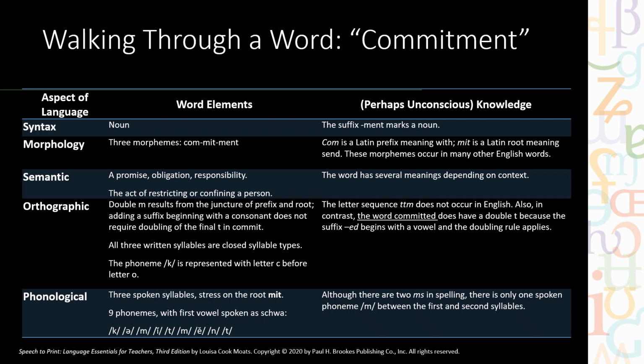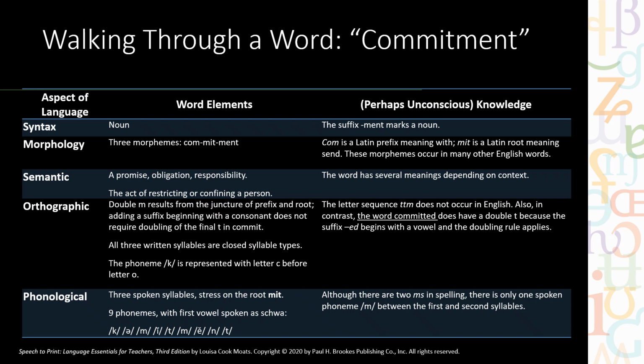So the aspects of language that we want to think about when we're trying to figure out how this word is spelled and why it's spelled the way it is, we want to think about its syntax, or part of speech basically, its morphology, how many morphemes and what do those mean, its semantics, the overall meaning of the word or multiple meanings, the orthography, what are the spelling rules being followed in the spelling of the word commitment, and then its phonological components, what phonemes are in the word. So for syntax, it's a noun. The suffix ment marks it as a noun.